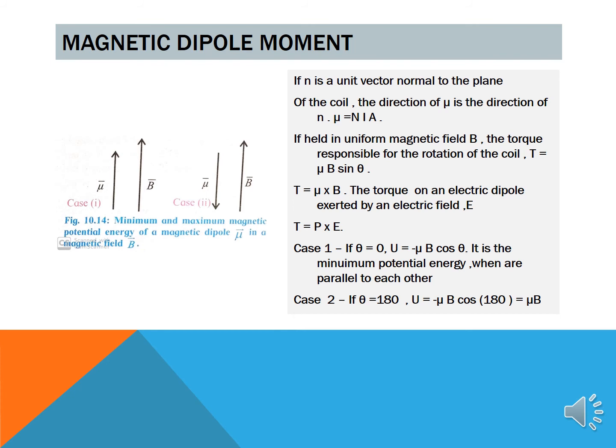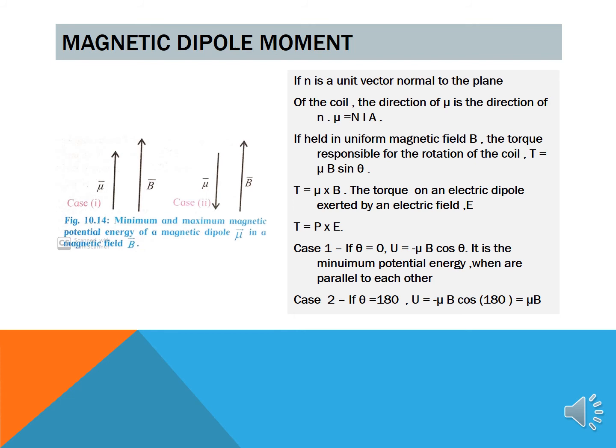The next topic is magnetic dipole moment. In the preceding section, we have dealt with a current carrying coil. This current carrying coil can be described with a vector mu, its magnetic dipole moment. If small n is a unit vector normal to the plane of the coil, the direction of mu is the direction of n shown in figure 10.12. So let us begin. We can define the magnitude of mu as N multiplied by I multiplied by A.